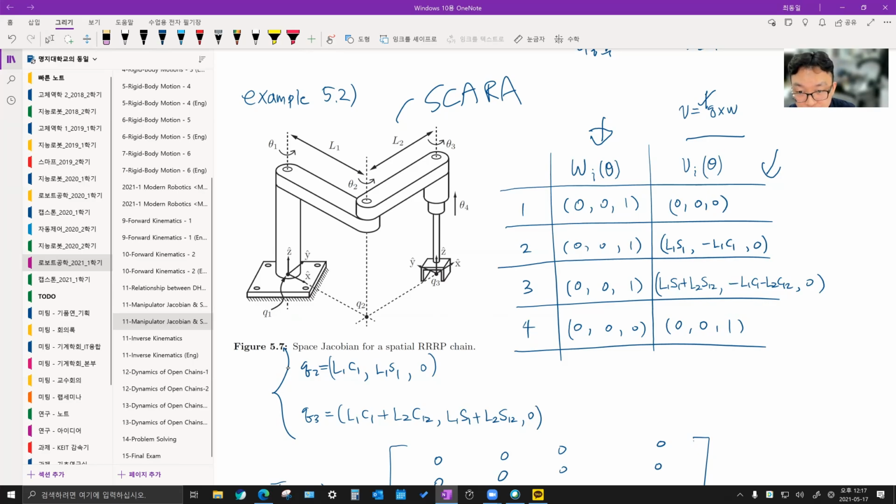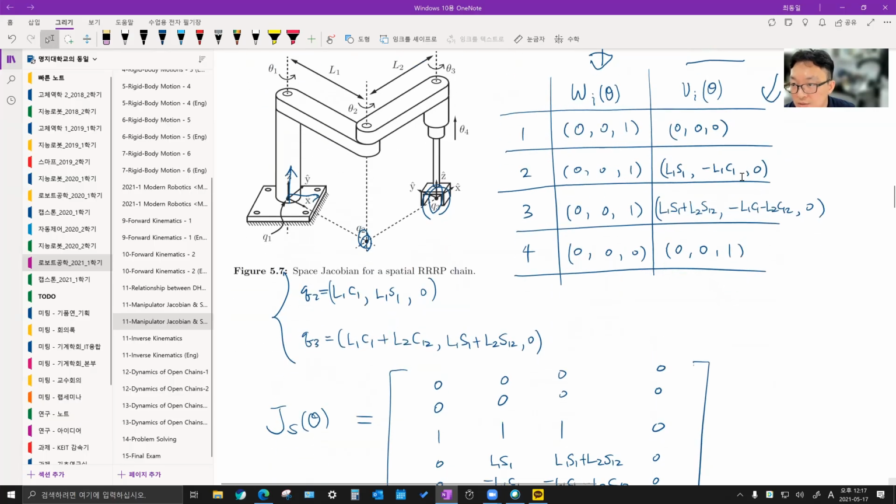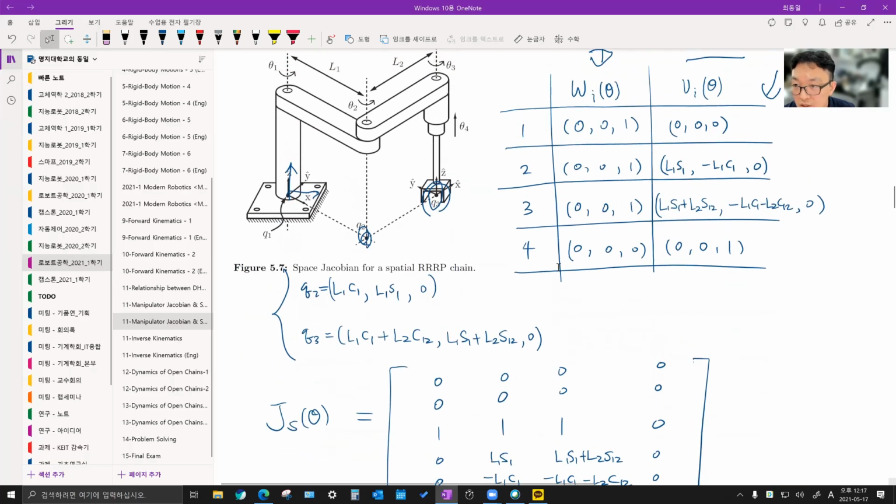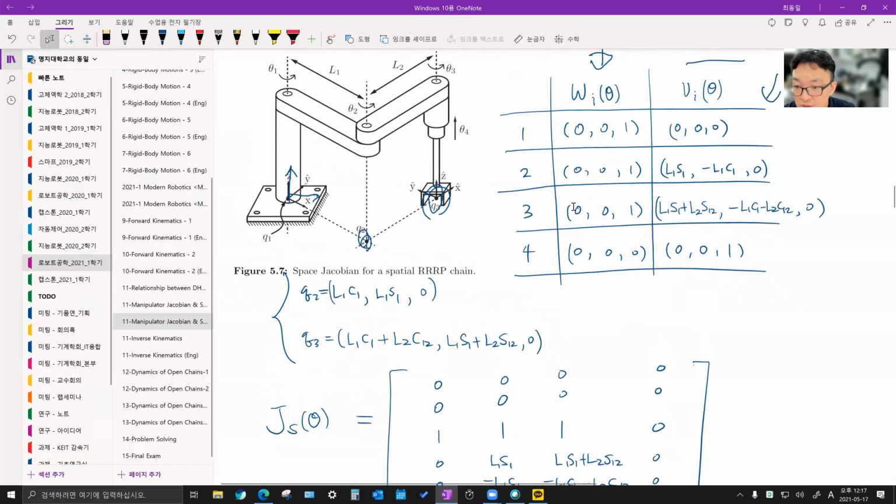Actually, if the x-axis is like this and the y-axis like that, then we can calculate this point using this equation. In case of Q3, we can also calculate like that. So using this Q2 and Q3, we can calculate V. So using this information, we can construct JS1.